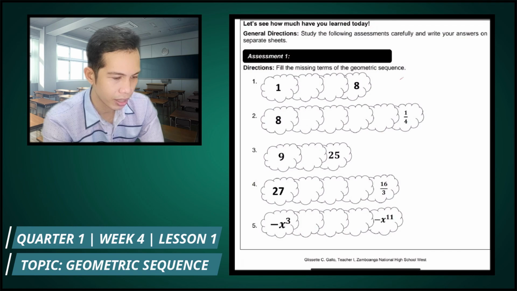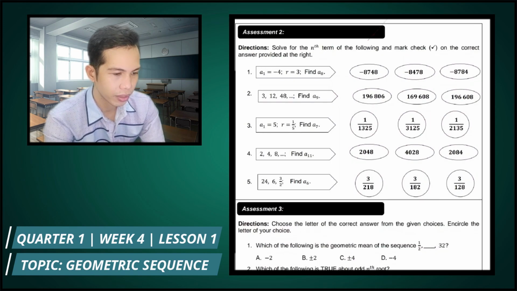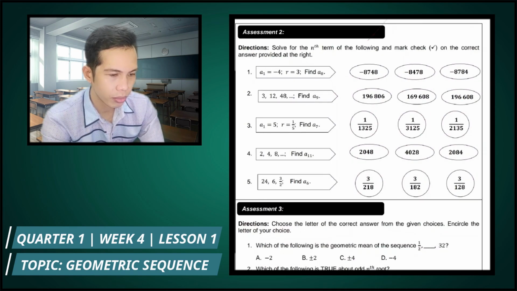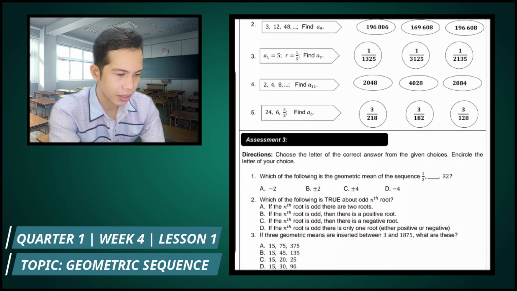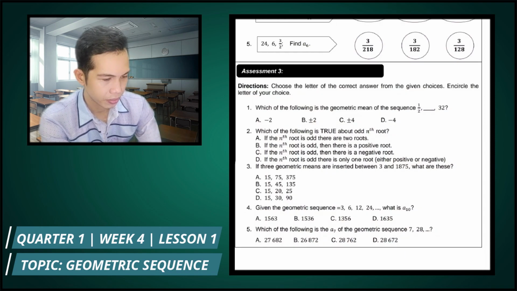And then you will have the following assessments. Assessment number 1, finding the missing terms of the geometric sequence, 5 items. Assessment number 2, solve for the nth term of the following. After solving the nth term, you just have to check which is the answer among the choices. 5 items. And assessment number 3, choose the letter of the correct answer from the given choices and circle the letter of your choice. So you have 5 items.